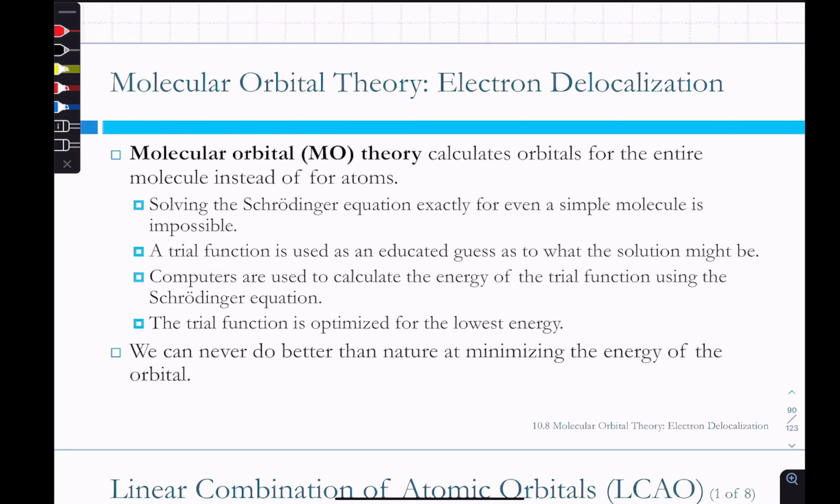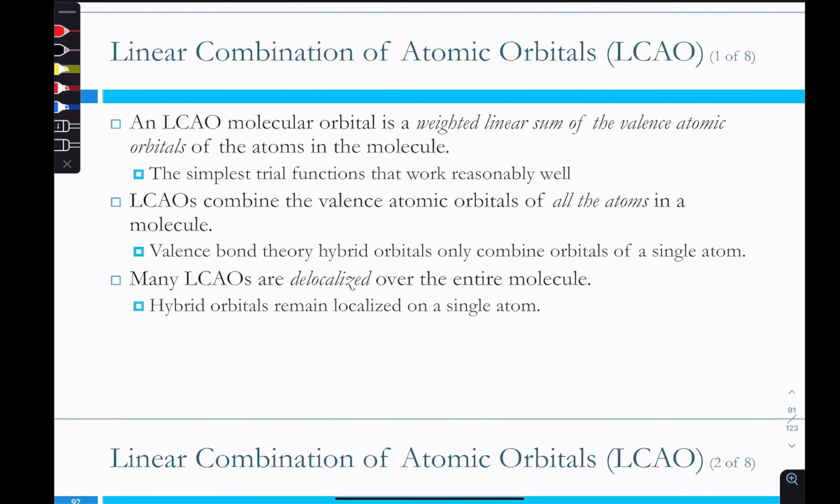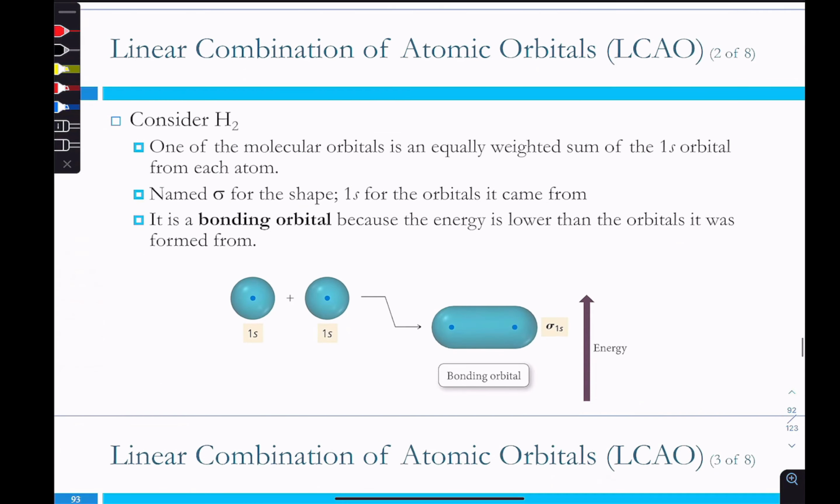We're not going to do that. So what we do instead is le cow. I was going to look up a picture of a fancy French cow and put it in here to make you guys remember that it's le cow, LCAO. Linear combination of atomic orbitals. So here we're stepping things up a notch a little bit, and where valence bond theory hybrid orbitals only combine orbitals of a single atom, many LCAOs are delocalized over the entire molecule. We're going to be looking at a little bit more complicated stuff.